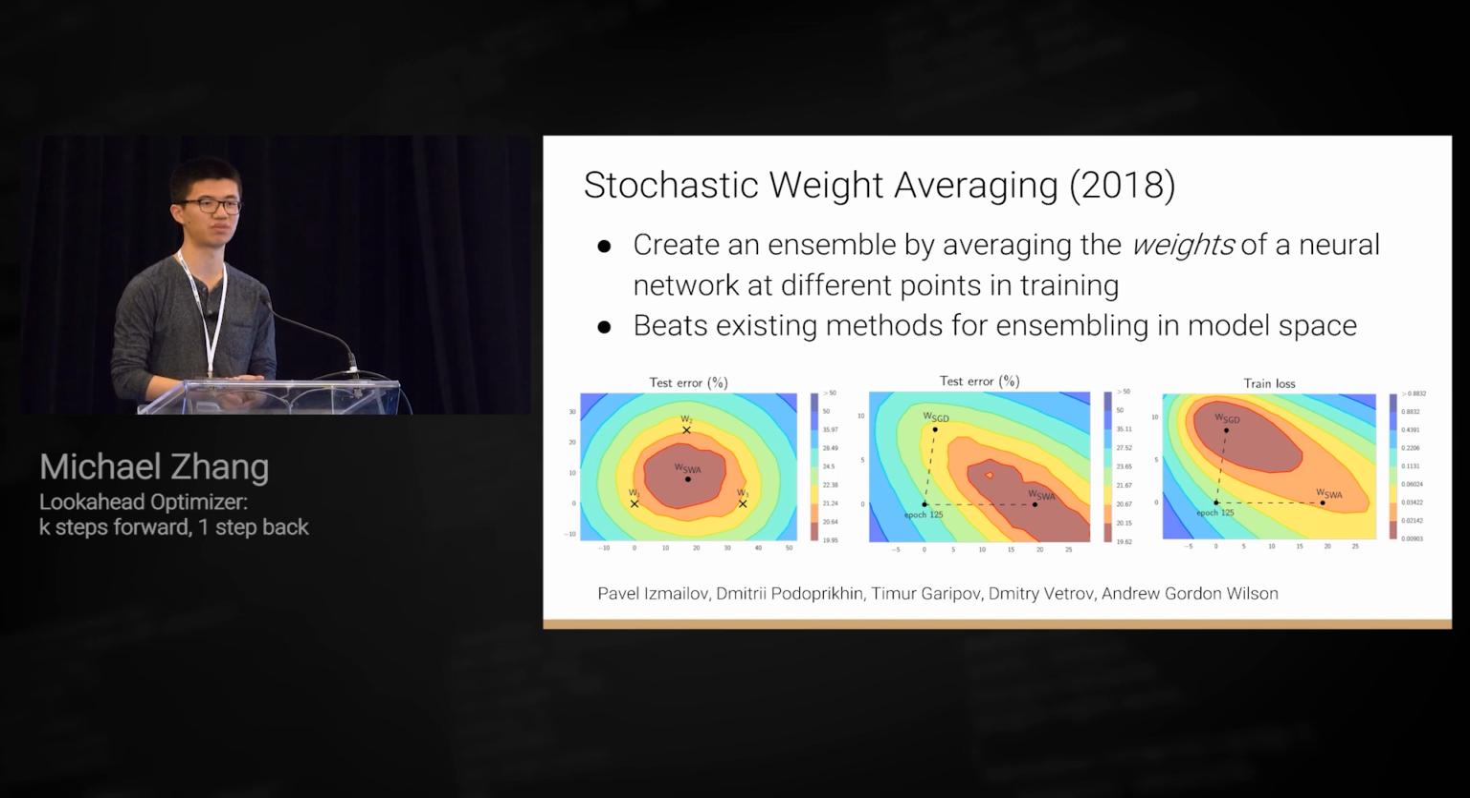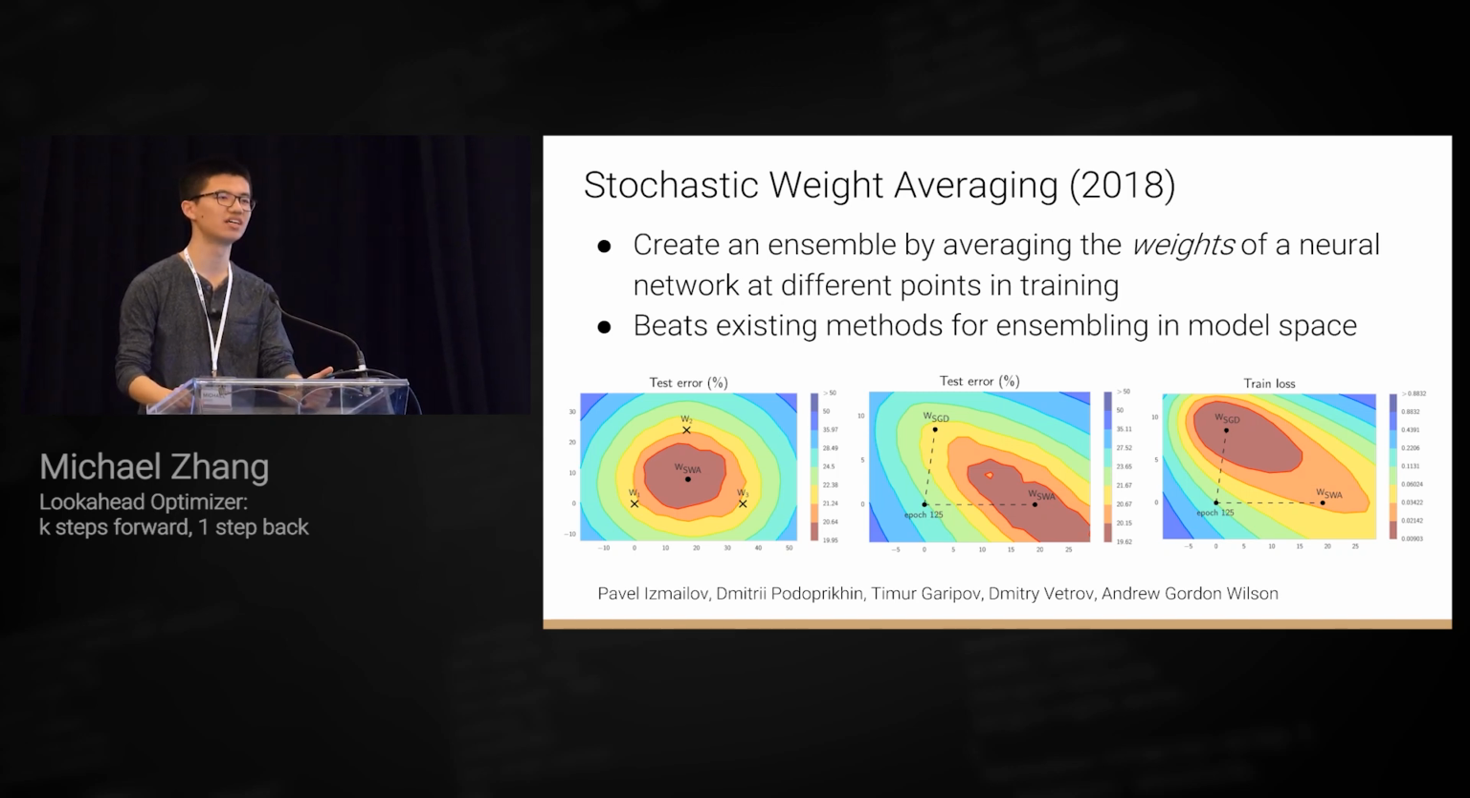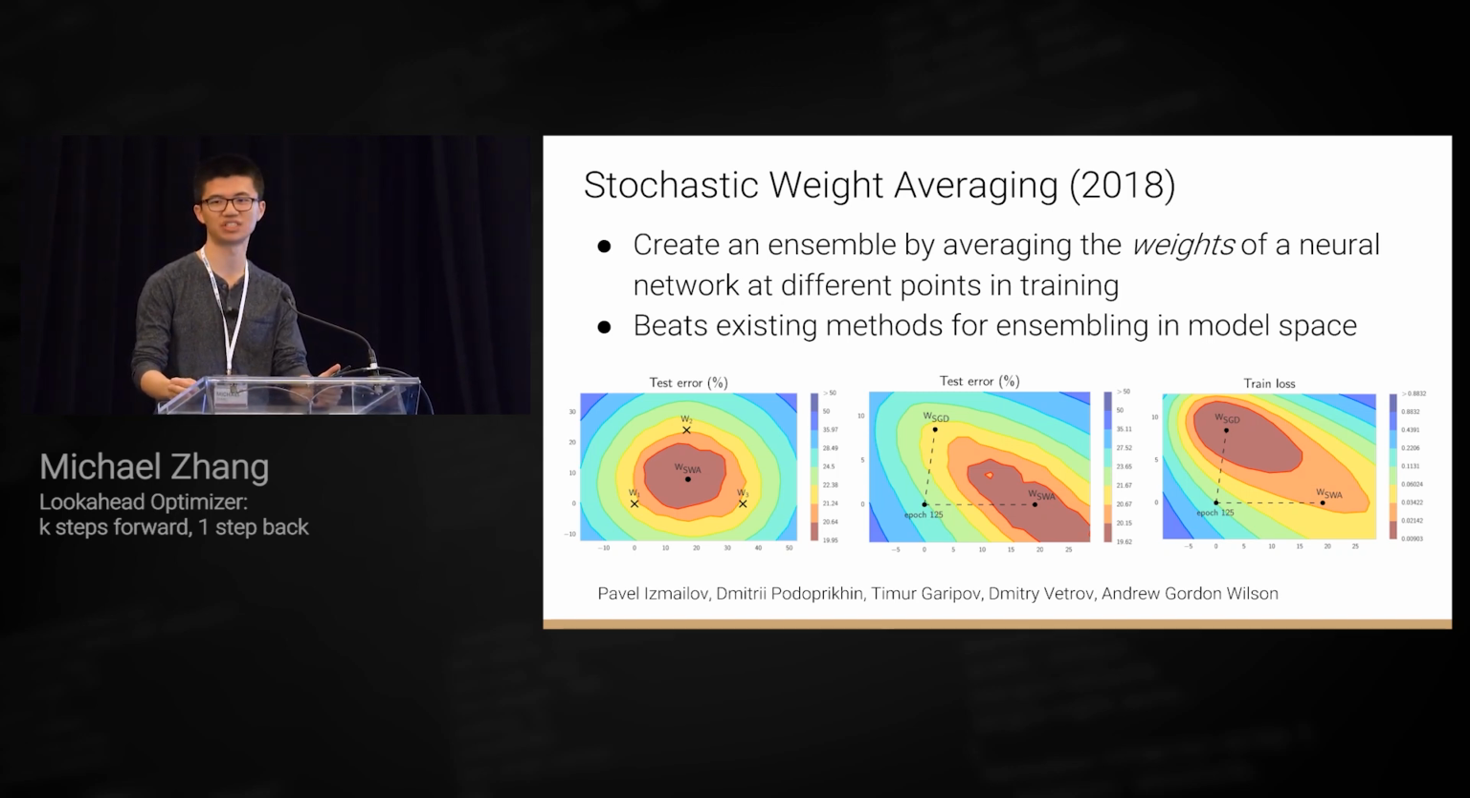The idea behind this paper is, in traditional methods, you typically create an ensemble by averaging the predictions of different models you've trained. But stochastic weight averaging says, rather than averaging the predictions, we can instead average the weights of your neural network. And this turns out to beat existing ensembling methods in model space. They have some nice visualizations showing that if you average the parameters at different points in training, you can get better test accuracy and typically lower training loss. So we can see some of the intuitions from these visualizations later on as well.